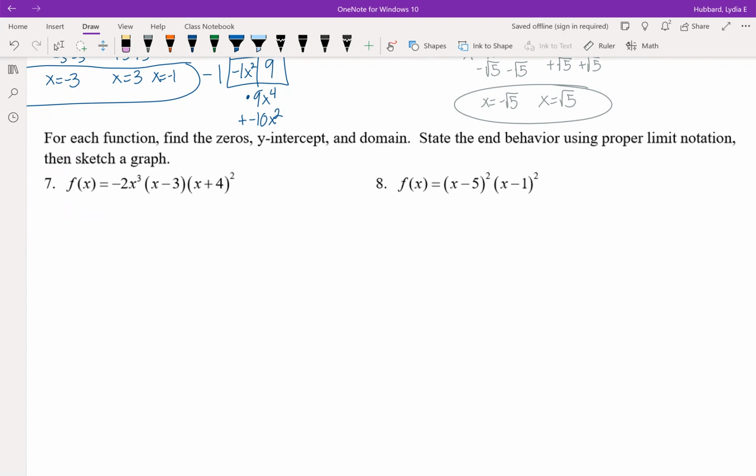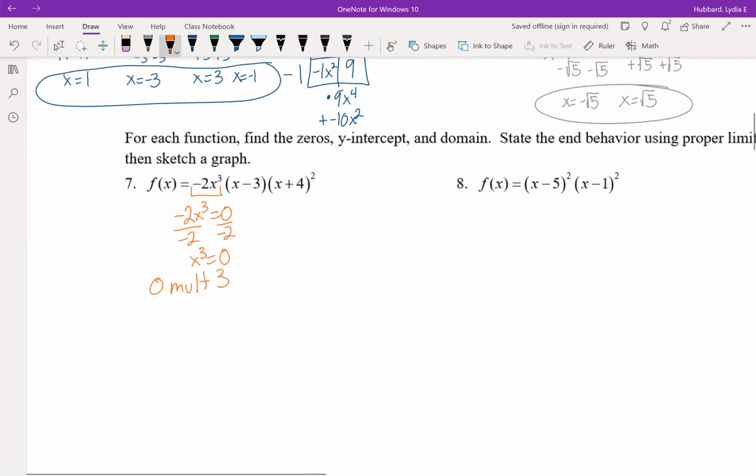So in order to determine our zeros, we're going to set each of these factors equal to 0. So we have -2x to the third. I'm going to set that equal to 0. And if I solve that, I'm going to get x to the third equals 0, which means that that's going to give me 0 mult 3. Okay, because this is going to be a root 3 times because of that degree of x to the third. So that would give me 0 mult 3.